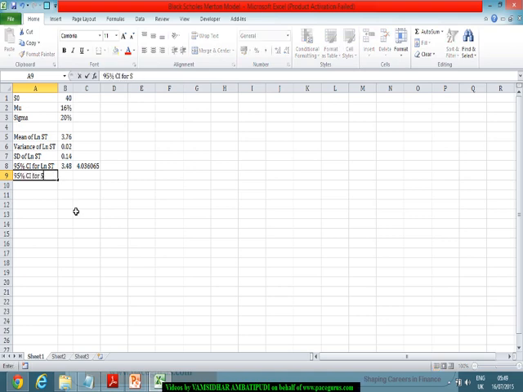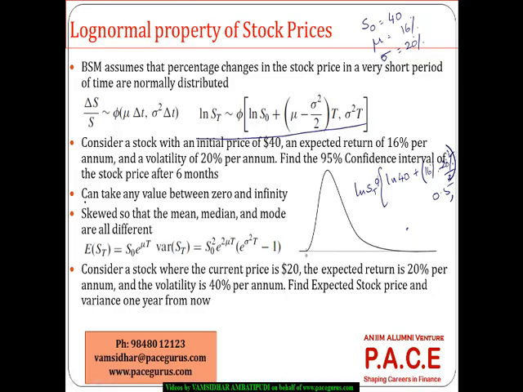The 95% confidence interval for ST is nothing but going back to e power, saying 32.5 here and probably 56.6 here. So I have a 95% confidence that the stock price 6 months later is going to be anywhere between 32.5 and 56.6. So this is the way we are using the log normal property of the stock prices.